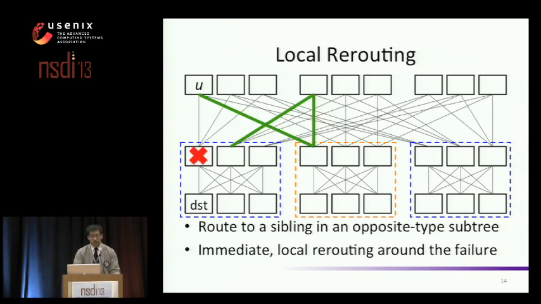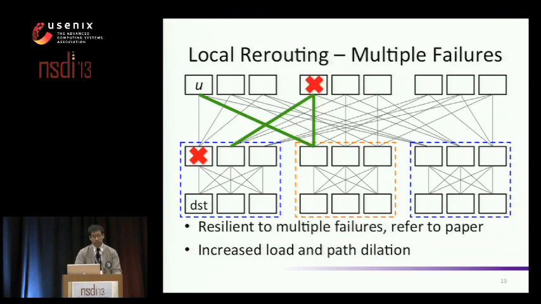failure really easily. And it's actually the case that this scheme generalizes to multiple failures as well. For example, if we had another failure right here, we could avoid these two concurrent failures by simply routing to another parent.